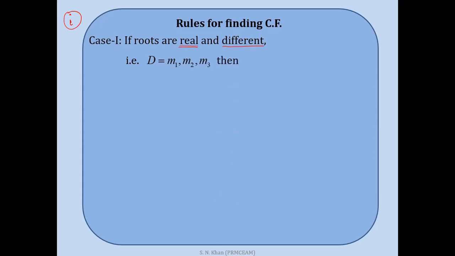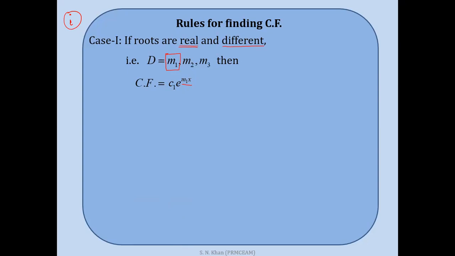then CF is given by CF equal to C1 into e to the power M1x. It is for the first root. For the first root, we have written the first term here, C1 into e to the power M1x. It means we have written C1 into an exponential term having the coefficient of x as M1. Whatever your first root is, you have to write it in the power of the exponential term as a coefficient of variable x. So the first term is C1 into e to the power M1x.